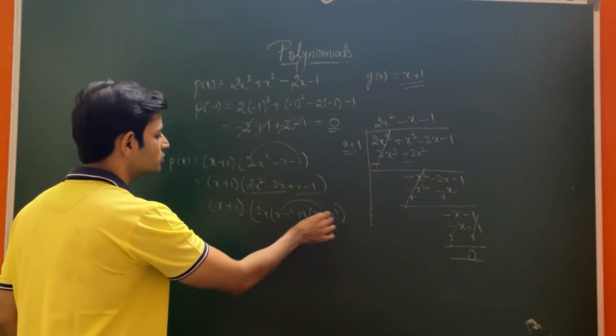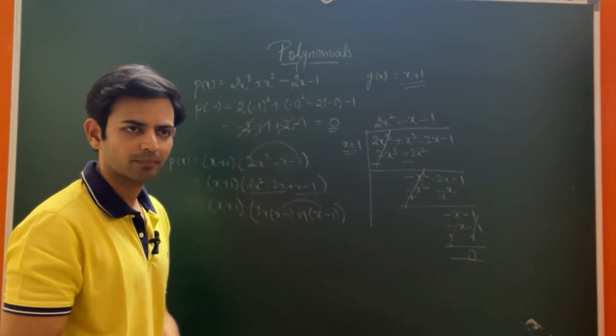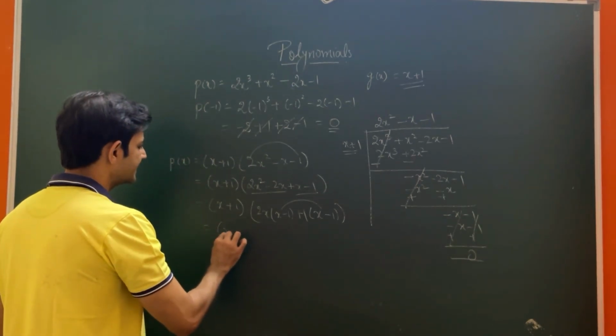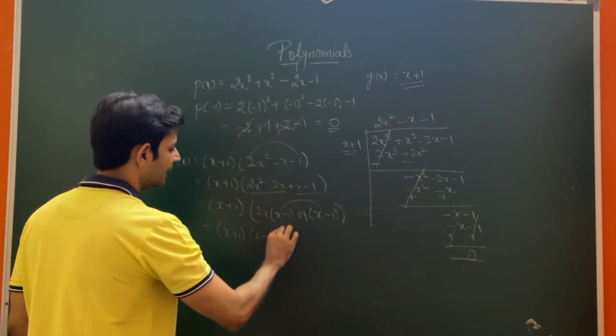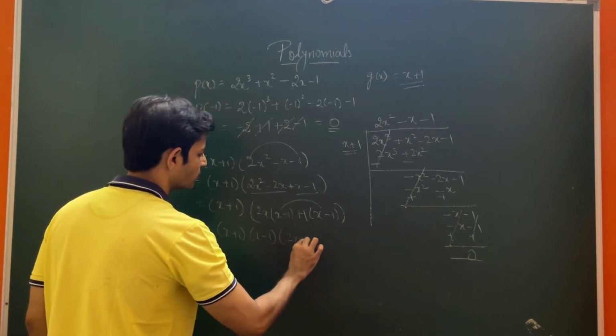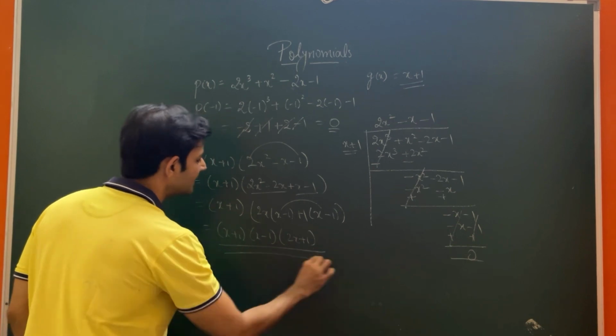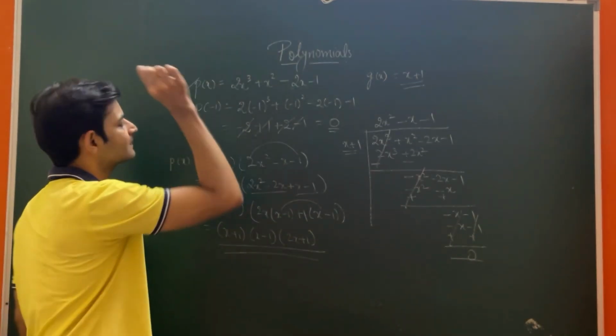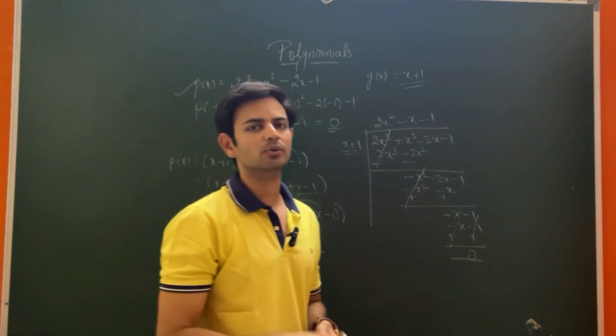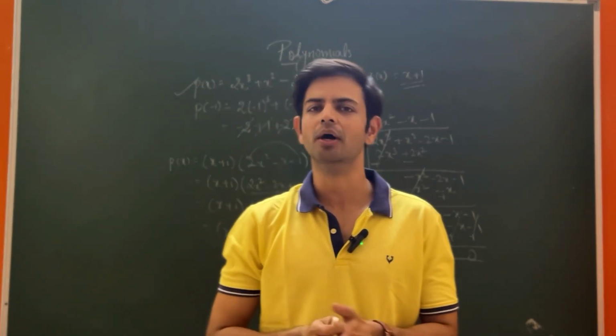Now because these two brackets are same, of course there is no problem in solving this. So we get this as x plus 1, x minus 1 we take common and we get 2x plus 1. So this will be my complete factorized answer for this polynomial. In this way you can solve more questions based on this method.